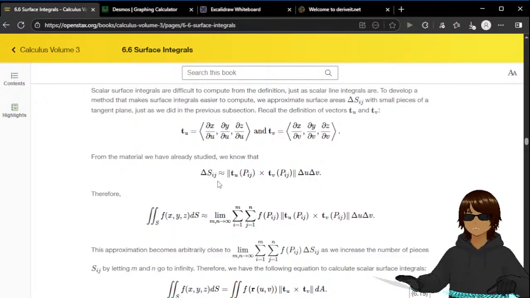Well, this still confuses me though. Because the cross product of these two will give you the area made by Tu and Tv, right? The magnitude of the cross product will give the area made by Tu and Tv. Yeah. But what confuses me is this part.